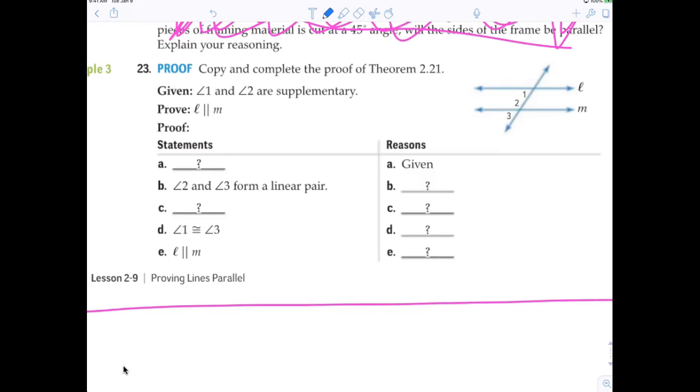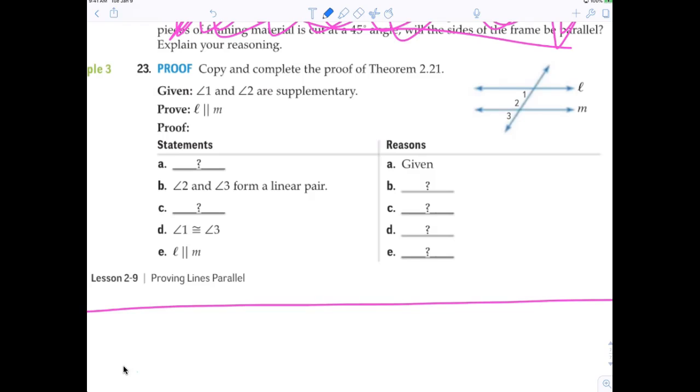I said that angle 1 and 2 are consecutive. Well, what does the given say? So it says angle 1 and 2 are supplementary. Is everybody happy with that so far? And then it says angle 2 and 3 form a linear pair. What is that? Well, who looked it up? Yeah, definition of linear pair.